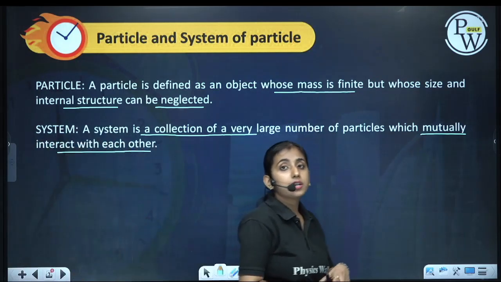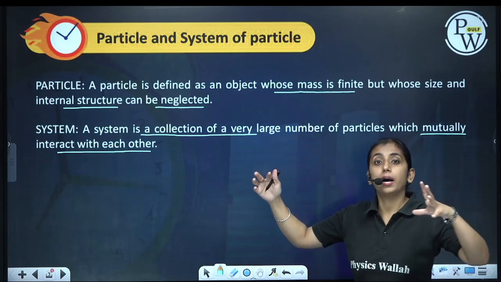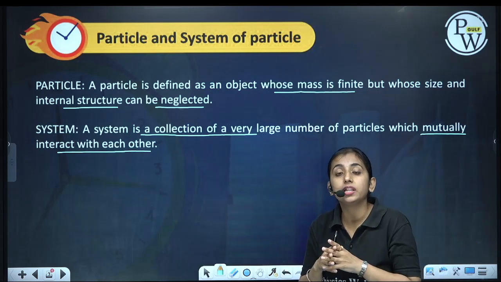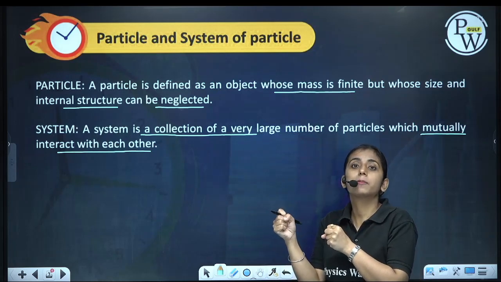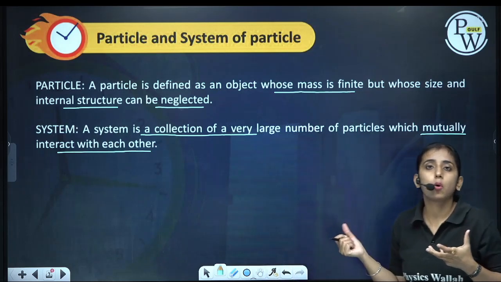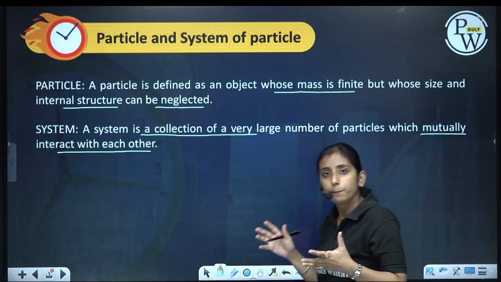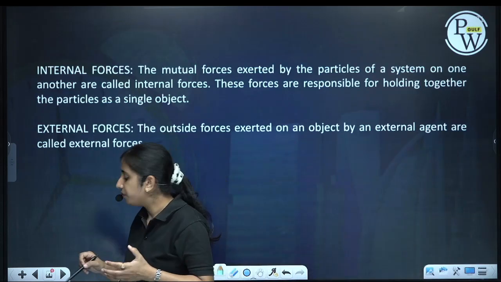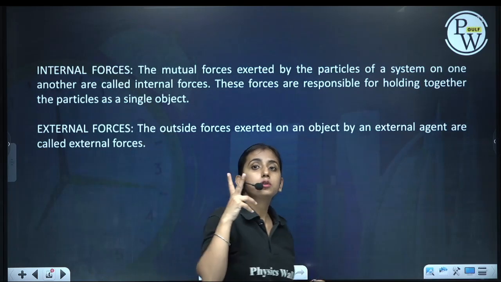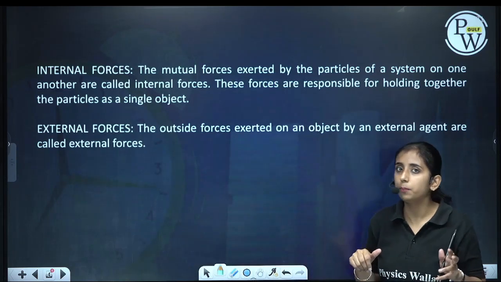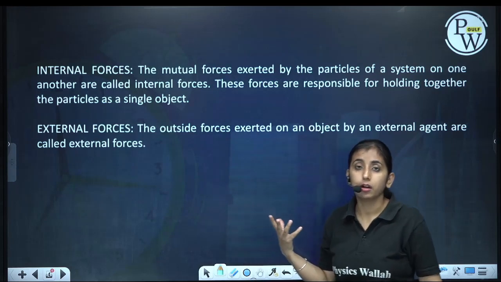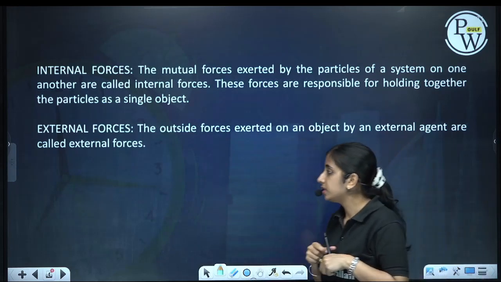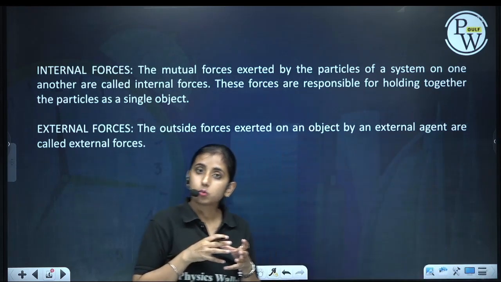When we have a large collection of particles which interact with each other by exerting some forces, they hold the system with those forces, that is called a system of particles, okay. So whenever we have a system of particles, two types of forces are acting on the particle. One is internal and the one is external. Now what are internal forces? To keep the system as one, okay.